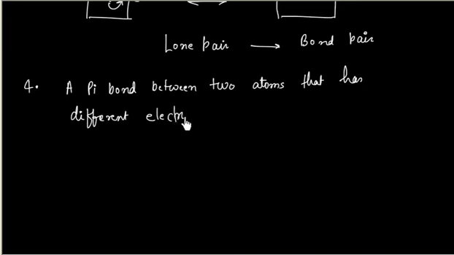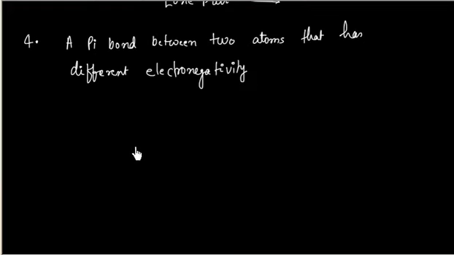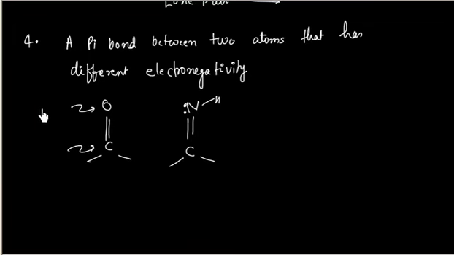Different electronegativity. For example, we can have a pi bond between carbon and oxygen, and we can have a pi bond between carbon and nitrogen. So in these two cases we have two atoms, carbon and oxygen, carbon and nitrogen. These two atoms have different electronegativity. Oxygen is more electronegative compared to carbon. In this case also nitrogen is more electronegative compared to carbon.